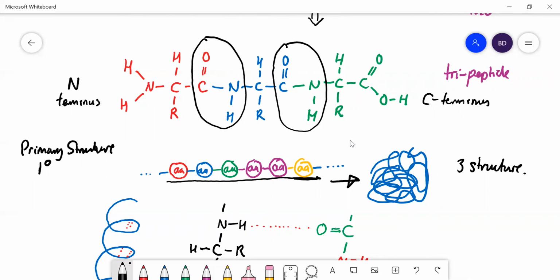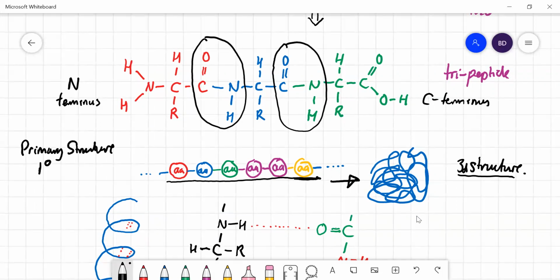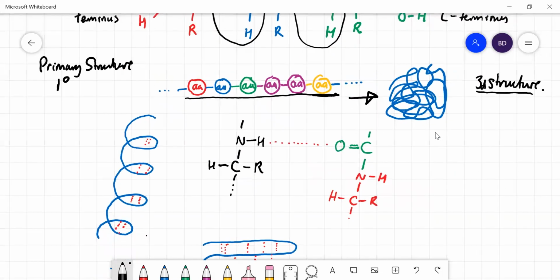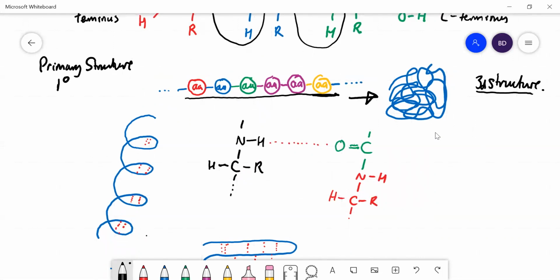The structure of a protein, the three-dimensional structure, is all important. That's what makes it do what it does. So what is it that holds together this 3D structure? Now, first of all, we've got the primary structure there. We're now going to talk about the secondary structure.